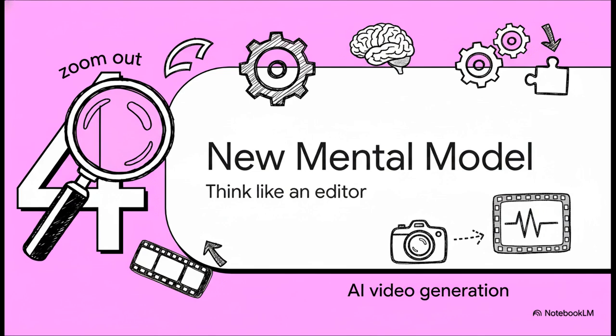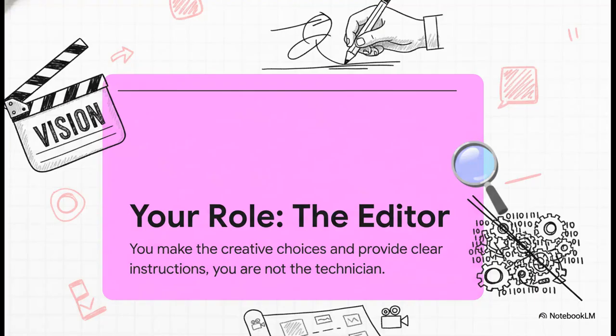So let's just zoom out for a second. What we've really been doing here isn't just following steps. We're building a totally new mental model for how to think about AI video generation. And if you remember just one thing from all of this, please let it be this. Your role in this process is the editor, or maybe the director. You're there to make the creative choices. You provide the clear instructions. You are not the technician who's trying to figure out all the complex code behind the curtain.